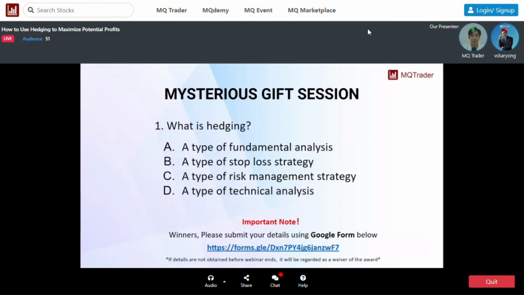All right, the first question, what is hedging? Which is a very simple question. So is the answer A, a type of fundamental analysis? Or is it going to be B, a type of stop loss strategy? Or even C, D? Yeah, so most of you answered it correct. All right, the correct answer is C. Hedging is a type of risk management strategy.